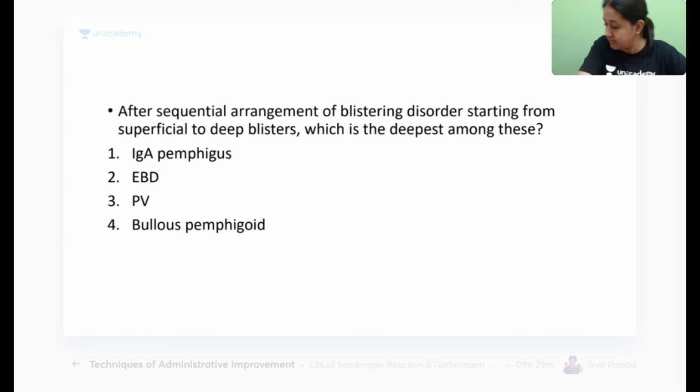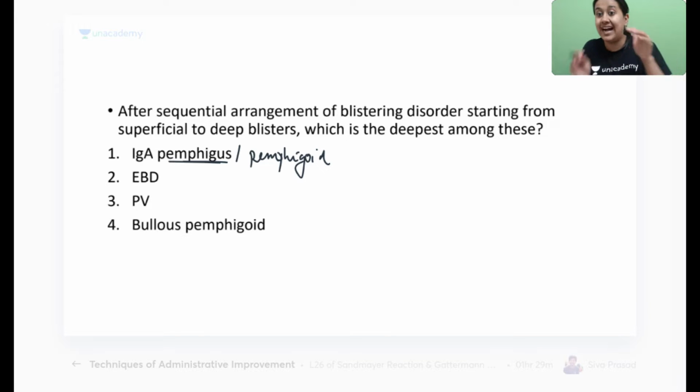So look at this question. What is given here? That you have to arrange them from superficial to deep, and you have to tell which of the following is deepest. IgA pemphigus. Actually, IgA pemphigus or IgA pemphigoid is almost the same. And what happens here is you have IgA antibodies directed against the basement membrane zone structures.